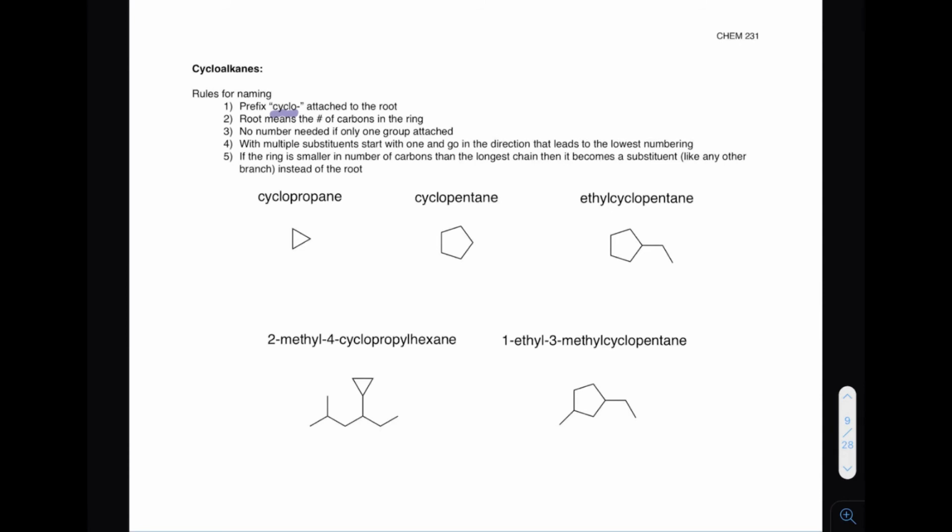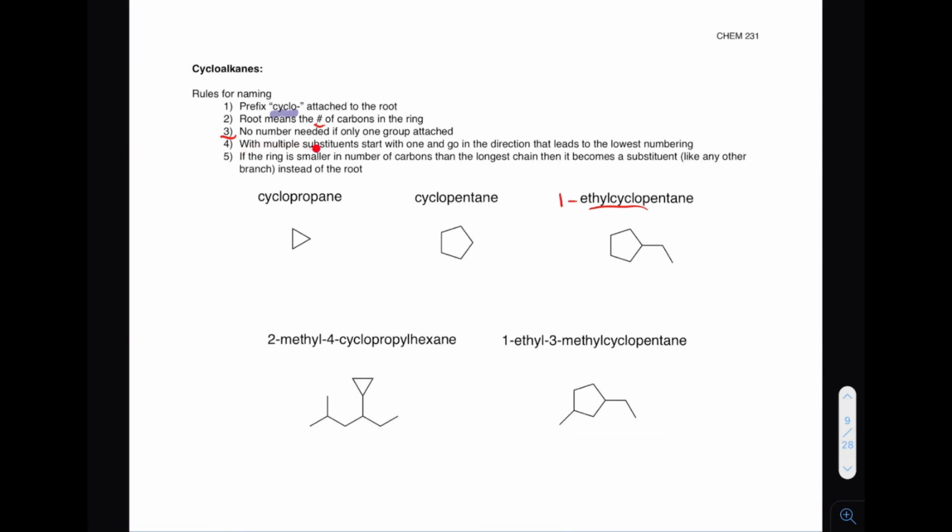So looking at these different names, again, prefix cyclo attached to the root. Root is the number of carbons in the ring. No number is needed if only one group is attached, right? Like with this example here, we wouldn't say this is 1-ethylcyclopentane. There'd be nothing wrong with that, but because there are no other substituents to differentiate it, this ethyl group could be anywhere on this ring, and it would be the same molecule, right? So we just say this is ethylcyclopentane.